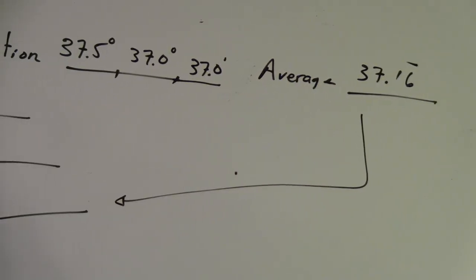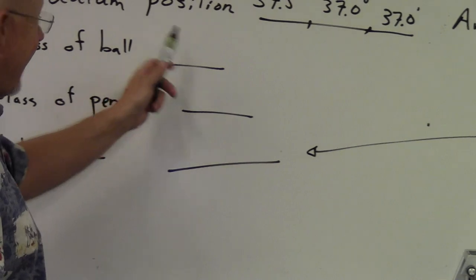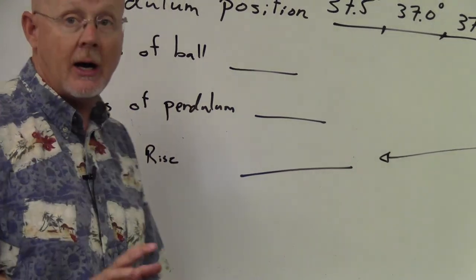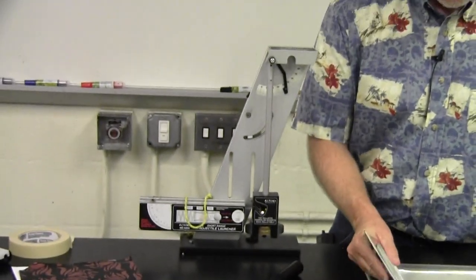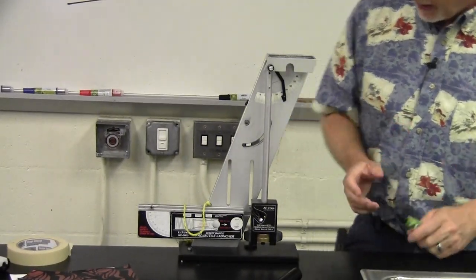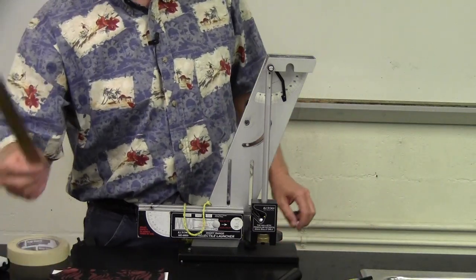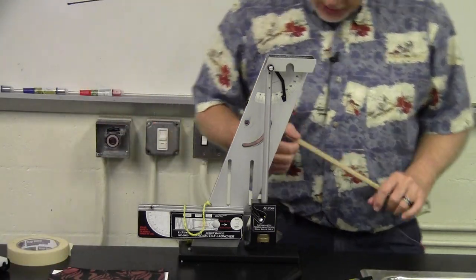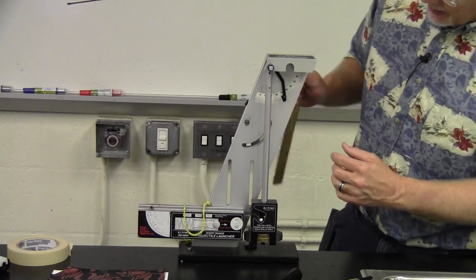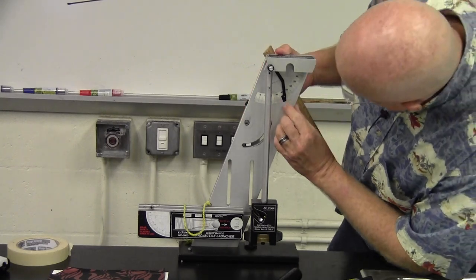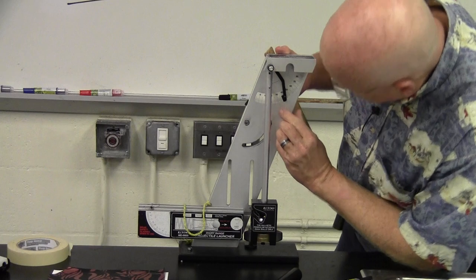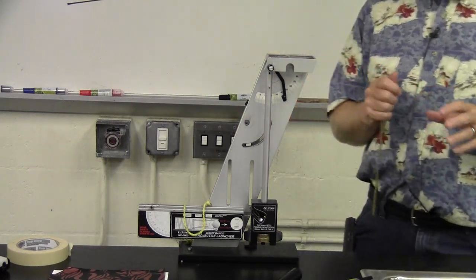But like I said, we need some more data, and that angle really is telling me how high it went up. All right, so let's see if we can figure out how high it goes up. And that's what the little ruler here is for. And so as I fire it into here, and it swings up to this 37 degrees, so I'll just put a little marker there, I want to know how high it went up.